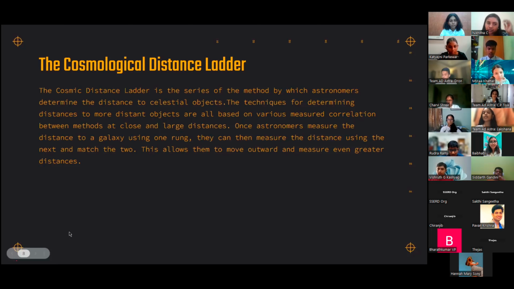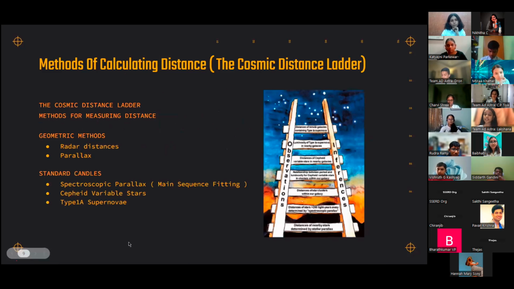This ladder has rungs of objects with certain properties that let astronomers confidently measure their distance. This allows them to move outward and measure even greater distances rung by rung. So, the cosmic distance ladder and the methods for measuring the distance.